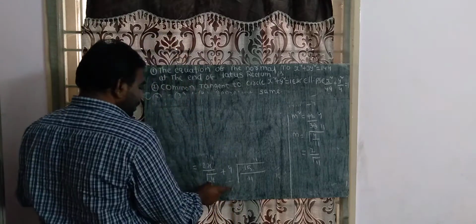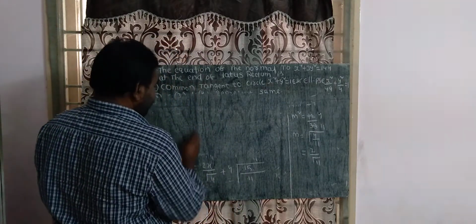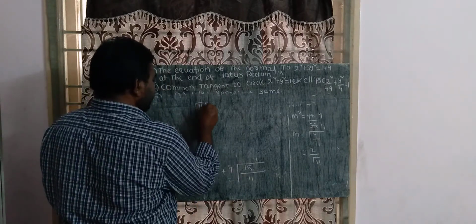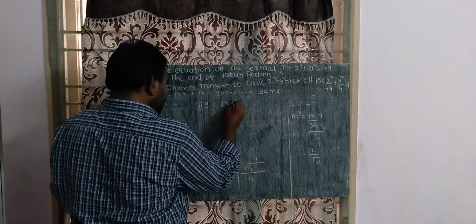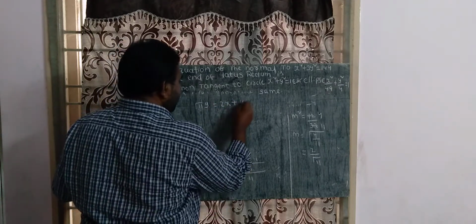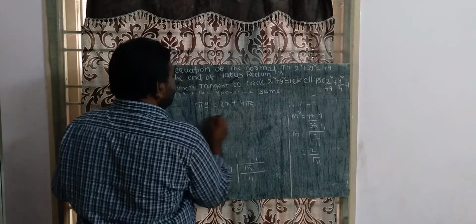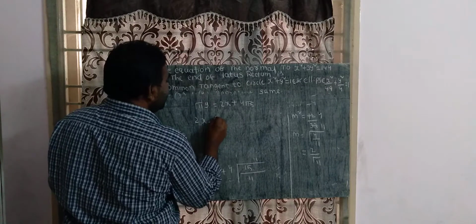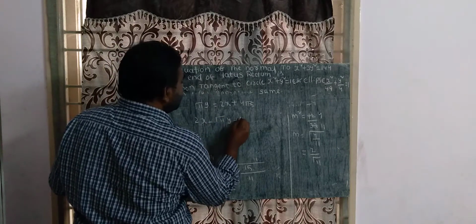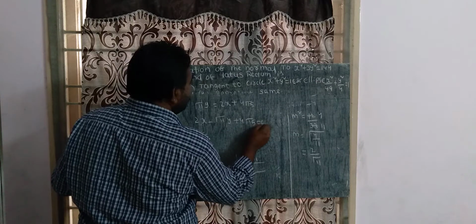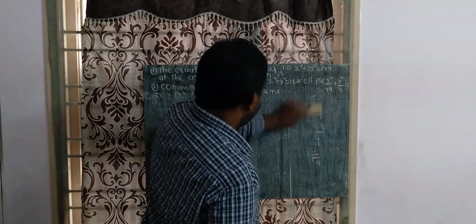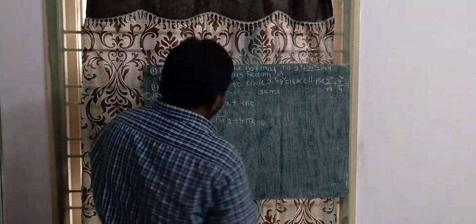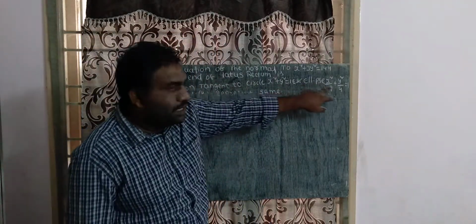So let us cancel root 11 on both sides. We get root 11 y is equal to 2x plus 4 root 15. Taking this side, we get 2x minus root 11 y plus 4 root 15 equal to 0. This is the equation of the common tangent for the circle and ellipse.